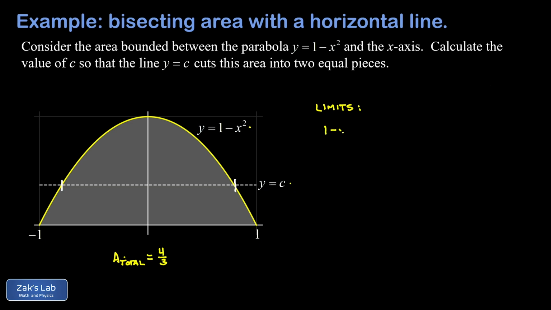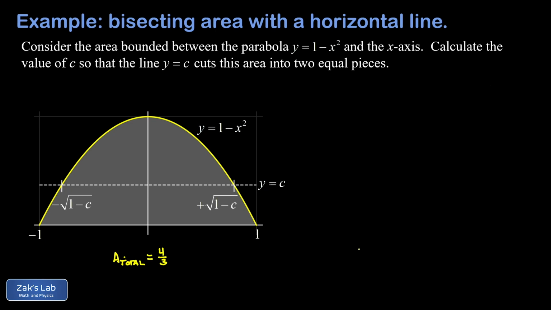So when I do that, I get 1 minus x squared is equal to c. And if I add the x squared to both sides and subtract the c, I get x squared is equal to 1 minus c. And then I take the square root. I have plus or minus the square root of 1 minus c. So the positive root there is going to be the upper limit of integration. The negative root is going to be the lower limit of integration. So we got those into the diagram.